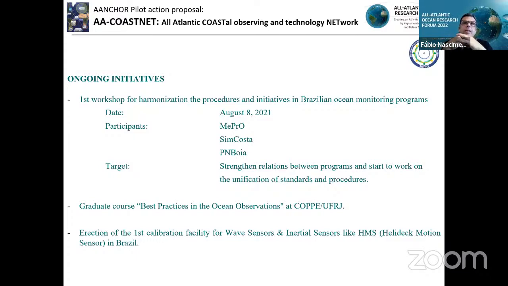I could say that we don't have a great culture in documentation methods, so we need to work together to get better results. At the Federal University of Rio de Janeiro, we now have a course of best practices on ocean observation. It's a discipline for graduate students. And during the pandemic, we started to erect the first calibration facility for wave sensors and other kinds of inertial sensors like HMS and deck motion sensors.